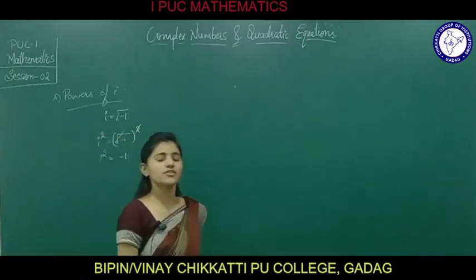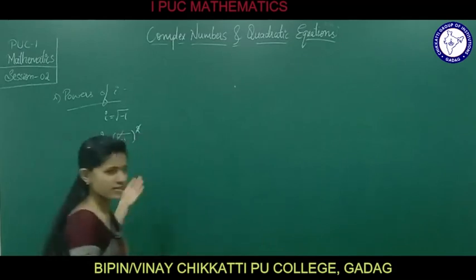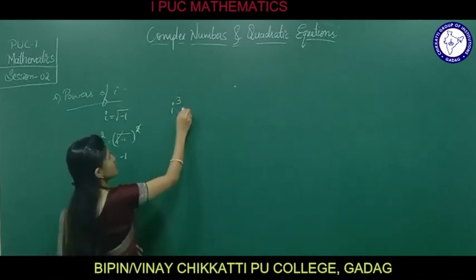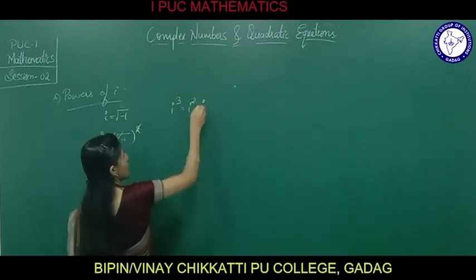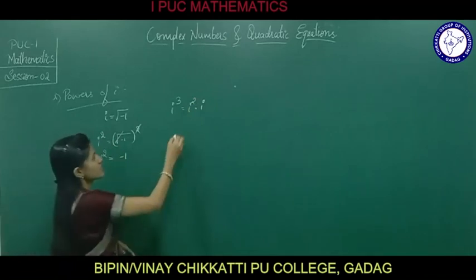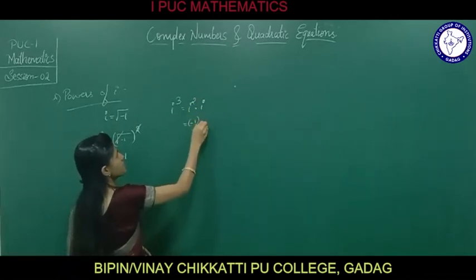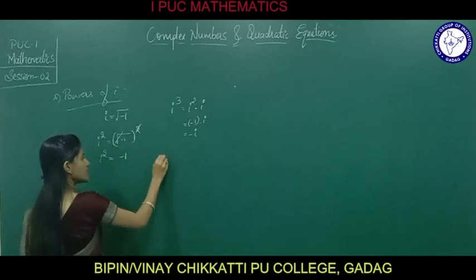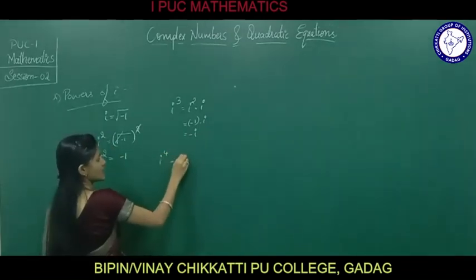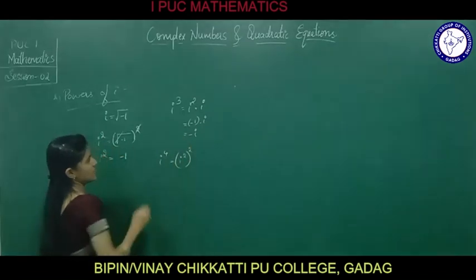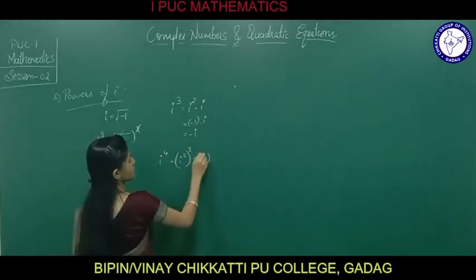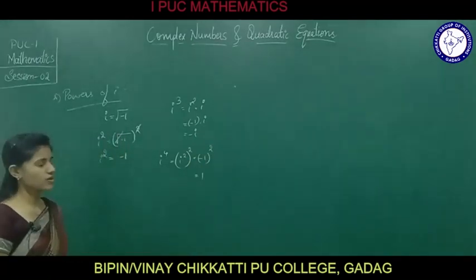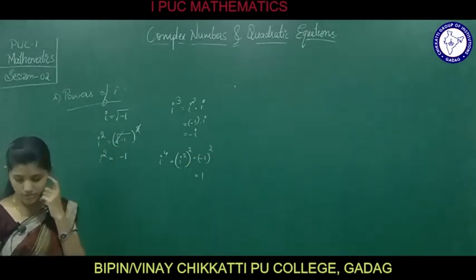The same way, what about the other powers of i? We studied that i square is -1. What about i cube? How are we going to represent i cube? That is i square into i. This is how we are going to represent i cube. Then what is the value of i square? It is -1 into i, nothing but -i. What about i raised to 4? It is i square whole square, nothing but (-1) square, which is equal to 1. The value of i raised to 4 is equal to 1.